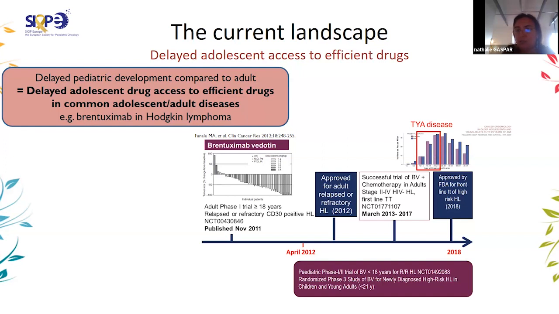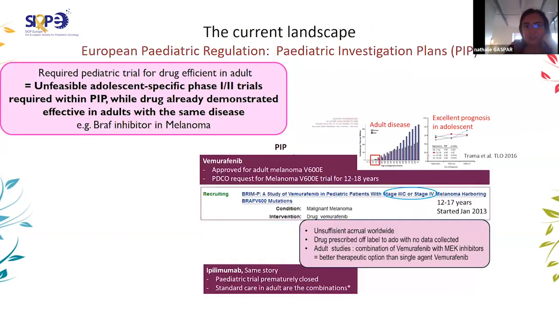Means that at the time we finished the pediatric trial, the adults were already using brentuximab in combination with chemotherapy. Then that's a crazy situation. Another crazy situation is because of this PIP, when the EMA have seen that a drug was active in an adult disease, they require to have adolescents trial because the disease was also present in adolescents.